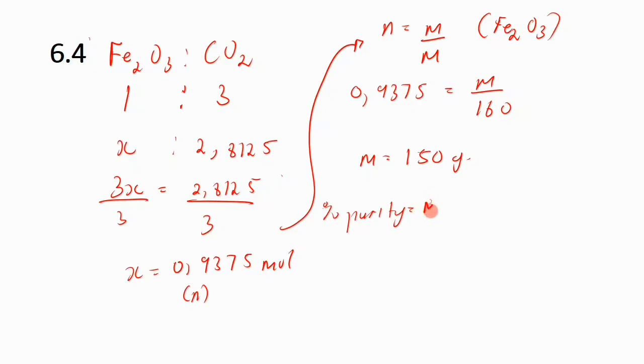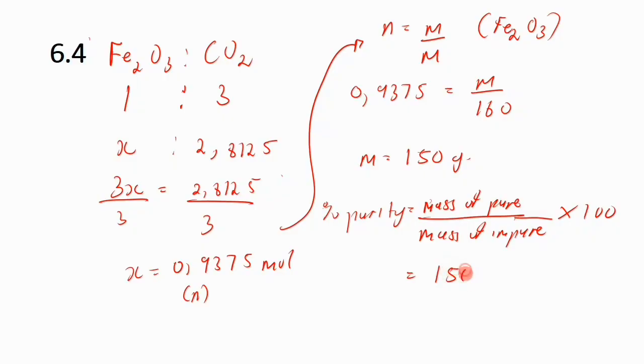So now to calculate percentage purity, again we say percentage purity is equal to the mass of the pure sample over the mass of the impure sample, and then multiply that by 100. Right. So what is the mass of the pure? We calculated that from the impure iron ore, only 150 gram was pure, right? And then 160 represents the whole iron ore, which is impure. Then we multiply that by 100.